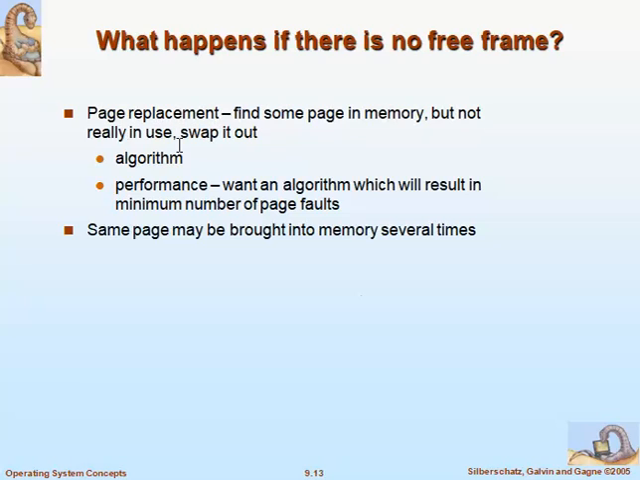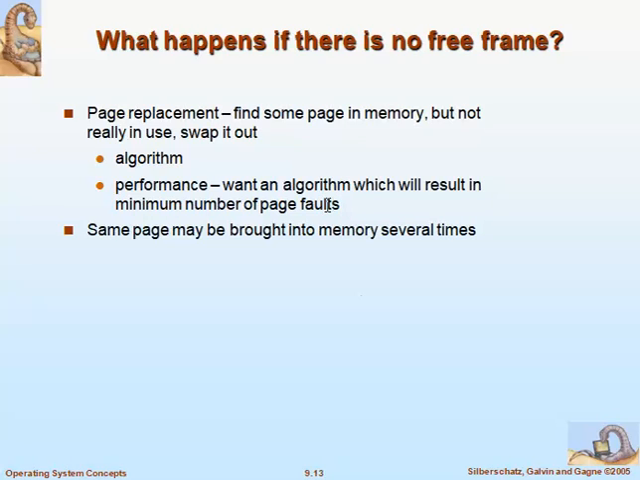Again, it's another algorithm, where different policies are used to select a particular frame and replace it with whatever page it wants to load. So page replacement: find some page in memory that is not really in use and swap it out. Meaning it will find a particular page which is least used, swap it out, and bring in the requested page. For performance, we want an algorithm which will result in a minimum number of page faults.